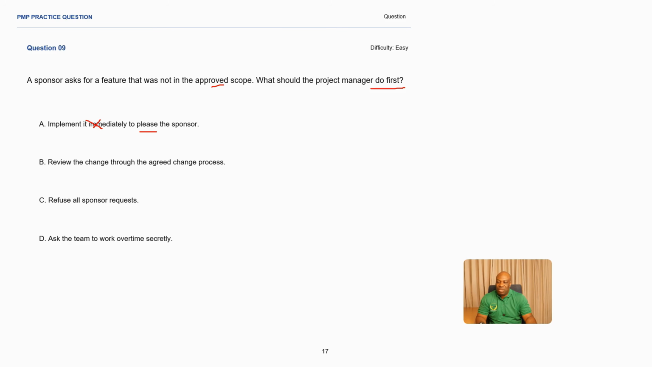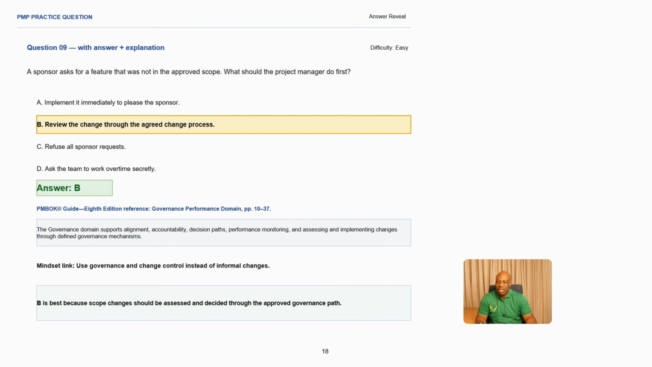Review the change through the agreed change process. This makes sense because this is coming in as a change. It was not part of scope, remember. So it's a change to scope. We leave this one out for now. Number C, refuse all sponsor requests. This does not resolve the problem, so we eliminate it straight away. Ask the team to work overtime. It is advisable that you don't ask your team to work overtime. They have to make sure that they work throughout the normal times. So B is our correct answer in this scenario.